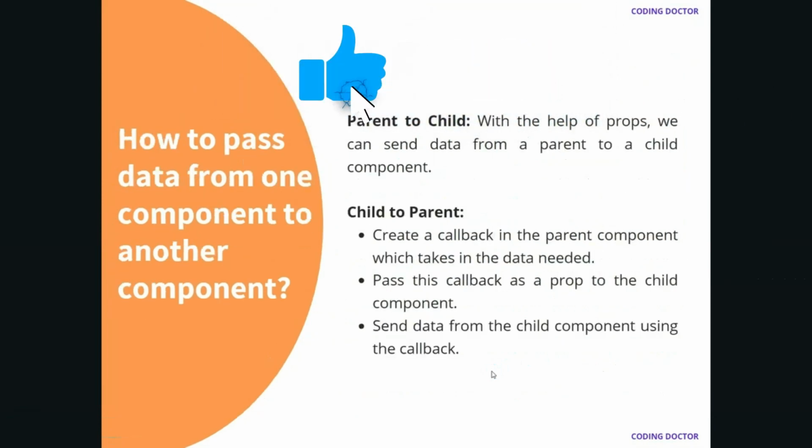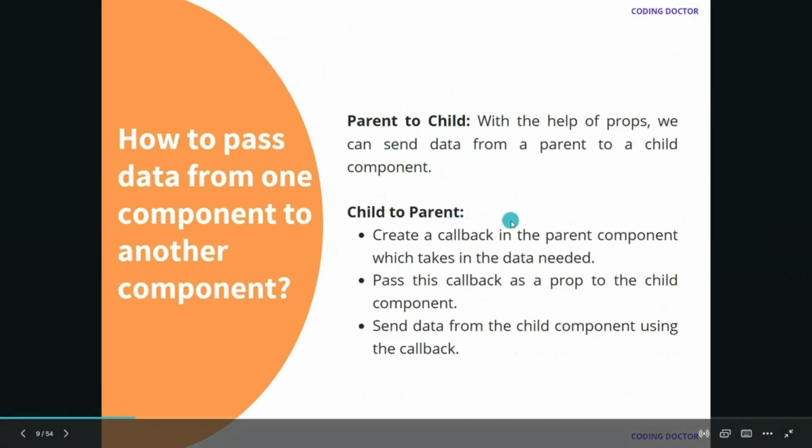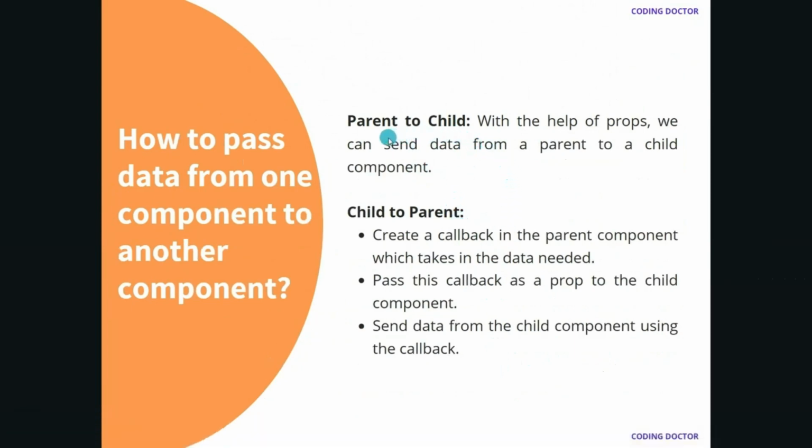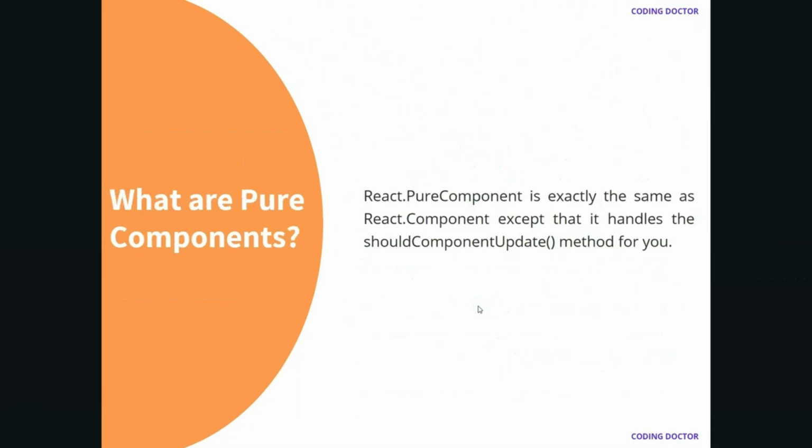Next question is how to pass the data from one component to another. In a React application, we need to pass the data from parent to child and child to parent. Let's talk about parent to child data passing. We can use the props to pass that. And for child to parent, this is a bit tricky. We have to create some callbacks, and then that callback is passed as a prop. And whenever this callback method is called, that will get the data back to the parent component from the child component.